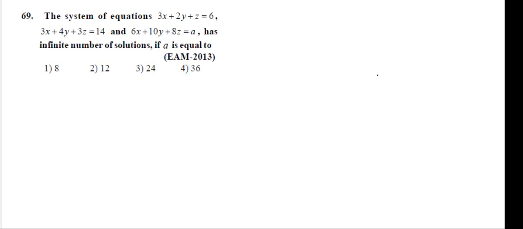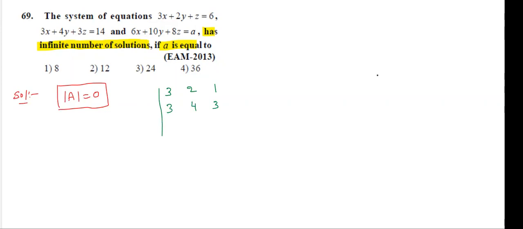69th question. The system of equations has infinite number of solutions. Infinite number of solutions means, what is the shortcut formula? Det A is equal to 0. Either no solution or infinitely many solutions. This is the shortcut formula. Now here we need to find the A value. Same as the previous problem, how we did it, same like that. Okay. Now first write the coefficient matrix. 3 2 1, 3 4 3.